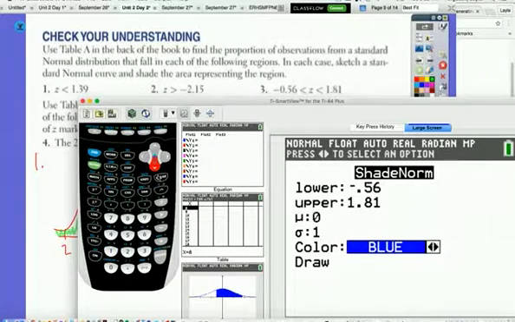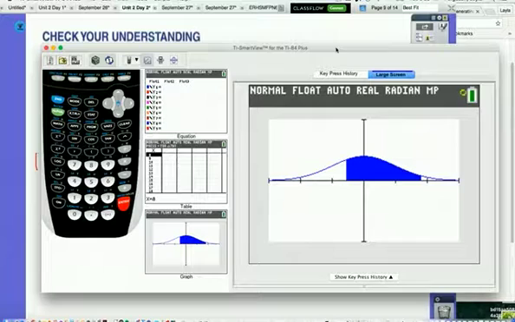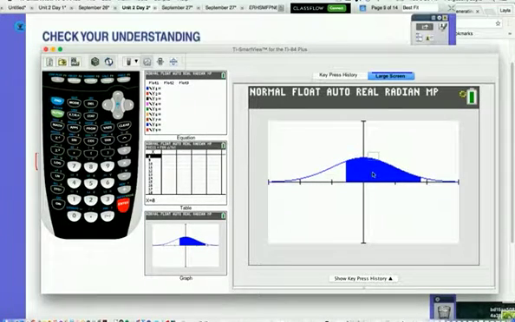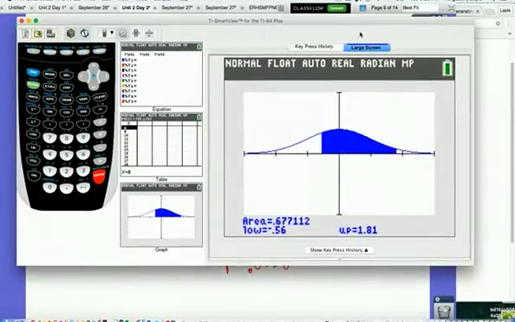So then I'm going to go down to here to draw, and I'm going to hit draw. And I don't think that y'all's says draw. I think that you would just hit enter for that. But we'll look at that together in class to be sure. All right, so whenever you do that, you get a picture of what it looks like, which is sort of similar to what I drew over here. And it tells you that the area is 0.677112.